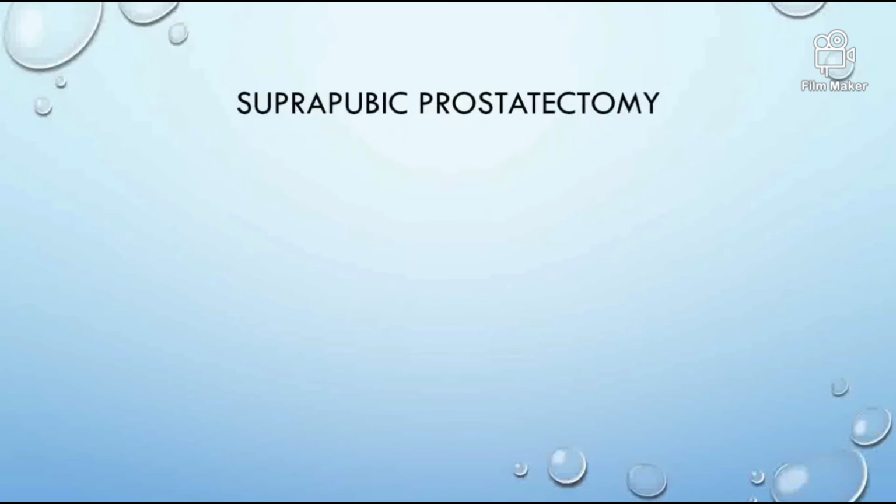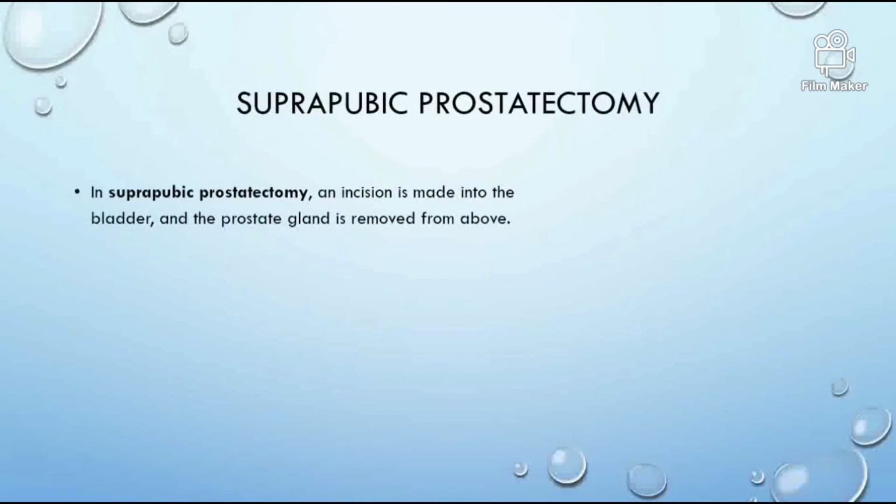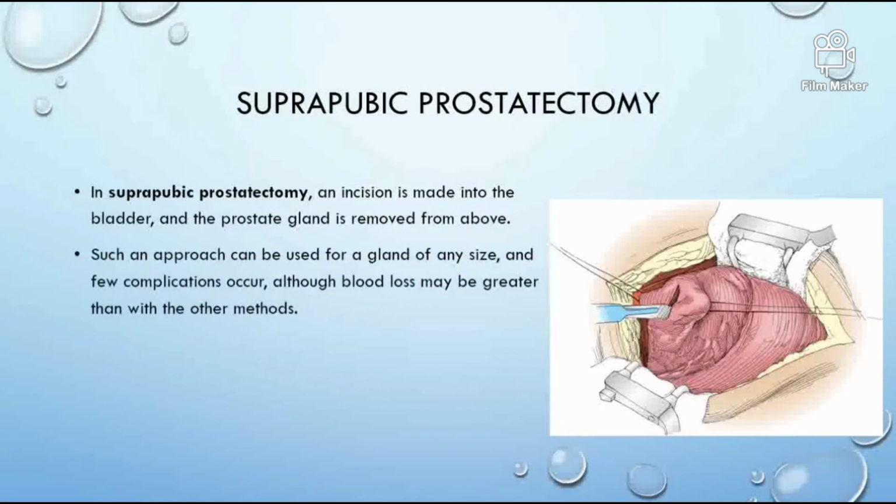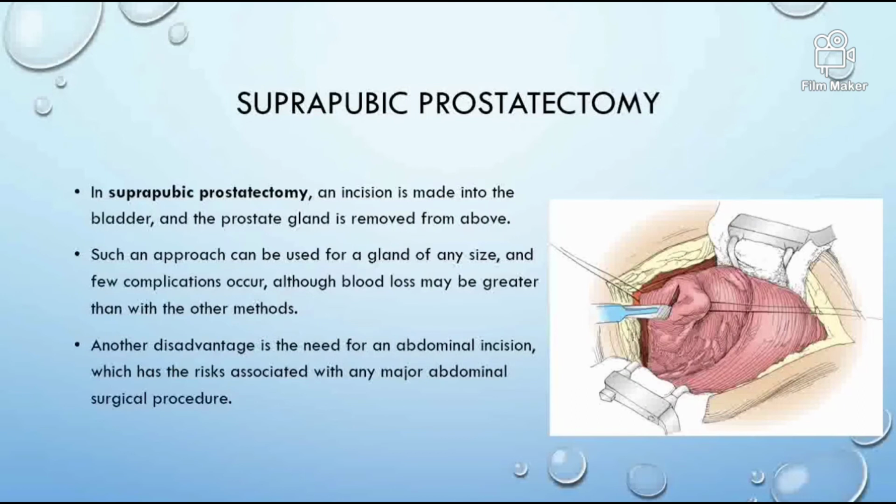So next is the suprapubic prostatectomy. In suprapubic prostatectomy, an incision is made into the bladder and the prostate gland is removed from above. Such an approach can be used for a gland of any size, and few complications occur, although blood loss may be greater than with other methods. Another disadvantage is the need for an abdominal incision, which has a high risk associated with any major abdominal surgical procedure.